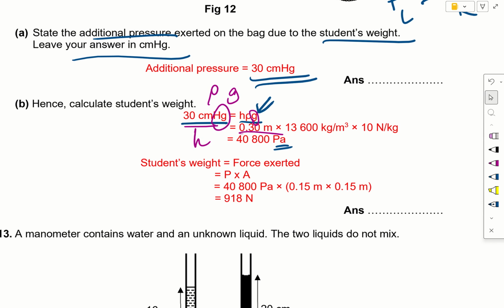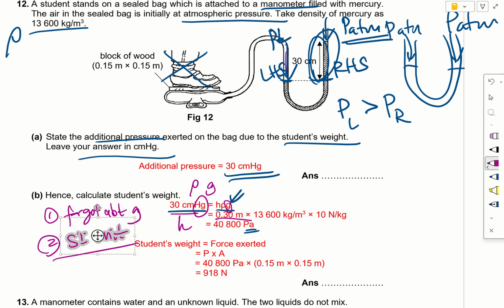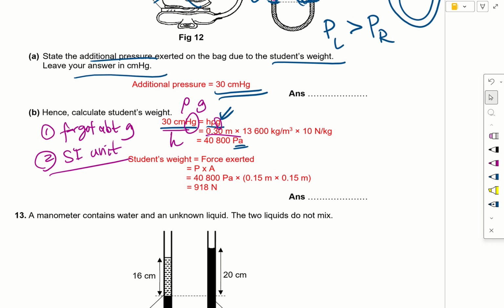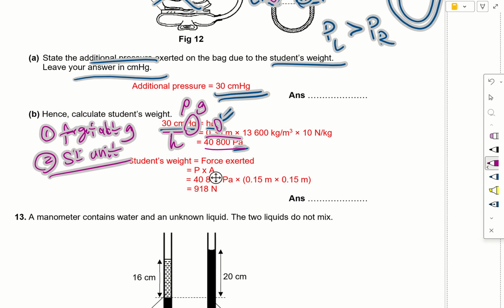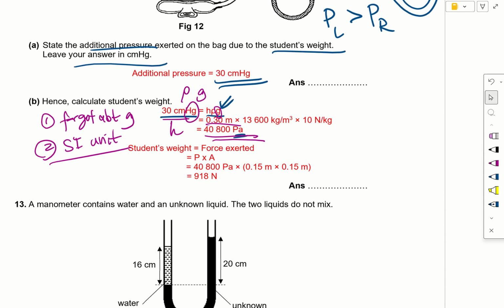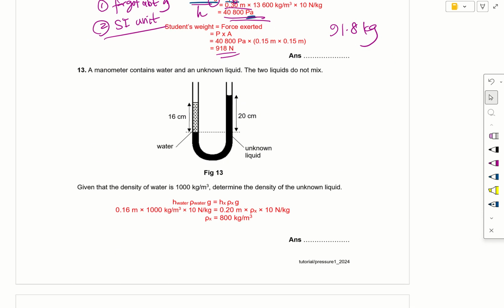The most common mistakes for this kind of question are, number one, students forgot about the g. Number two is SI unit; they didn't convert to SI unit. And sometimes they don't draw the arrow, so they may omit some of the pressure exerted on some surfaces. After we find the additional pressure due to his weight is 40,800 Pascal, you use the formula and you should get 918 Newton, and his mass is actually 91.8 kg. Quite a big value.